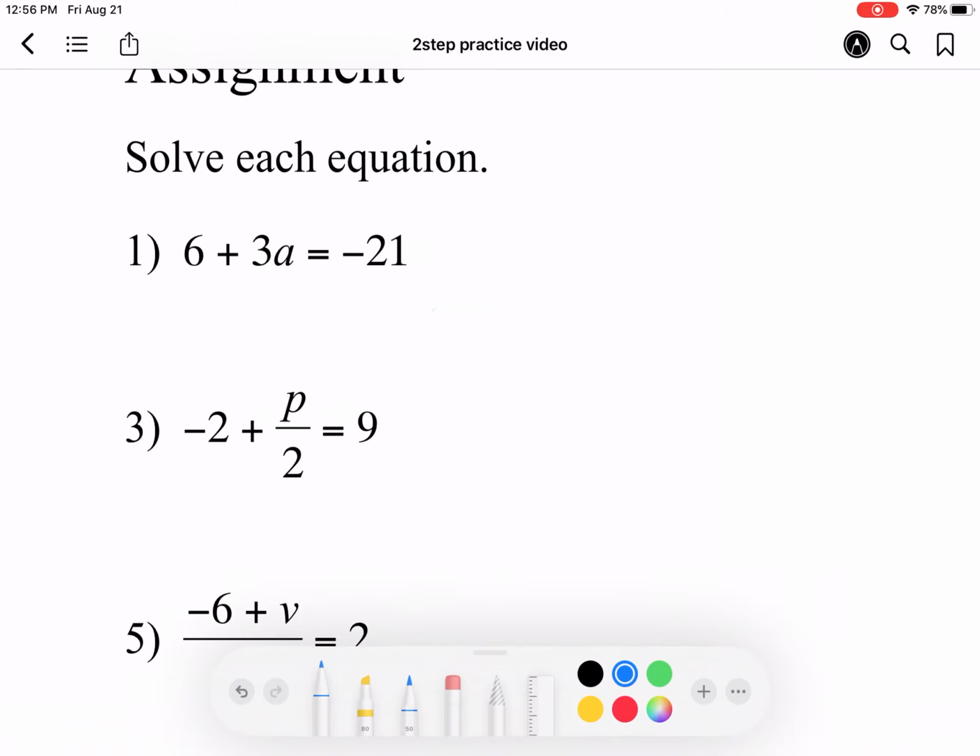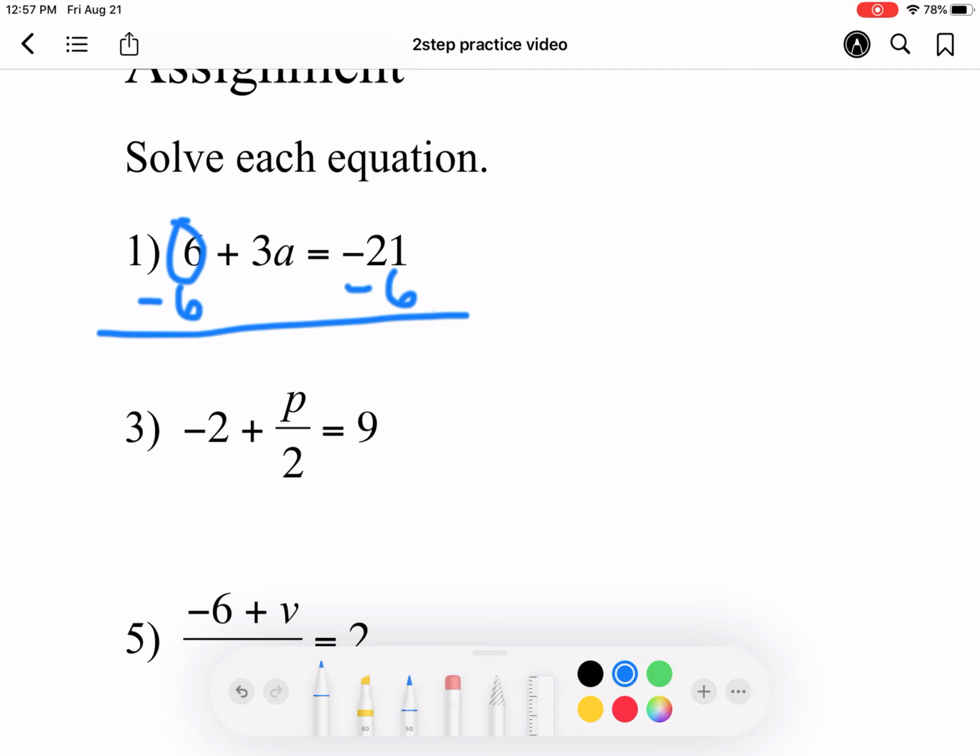Number 1 here says 6 plus 3a is equal to negative 21. So remember from our notes, we learned that we have two steps to solve the equations. We have to move the constant, then move the coefficient. So the first thing that I'm going to do here is identify my constant, which is 6, and now I need to move it. Well, it's 6, it's positive, which means I'm adding it, so I need to subtract 6 from both sides.